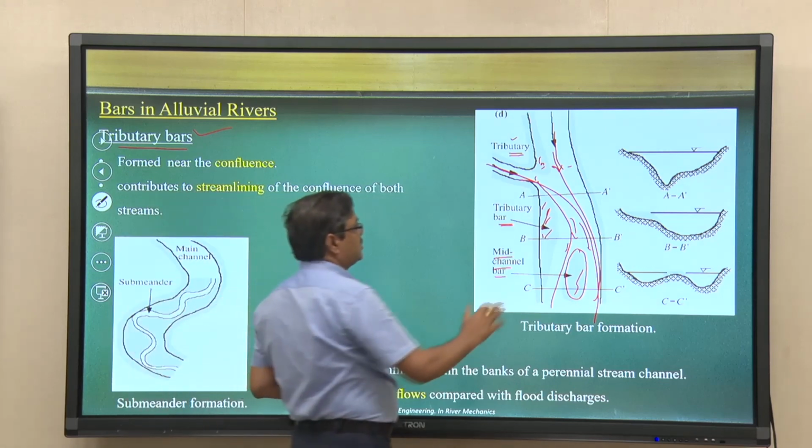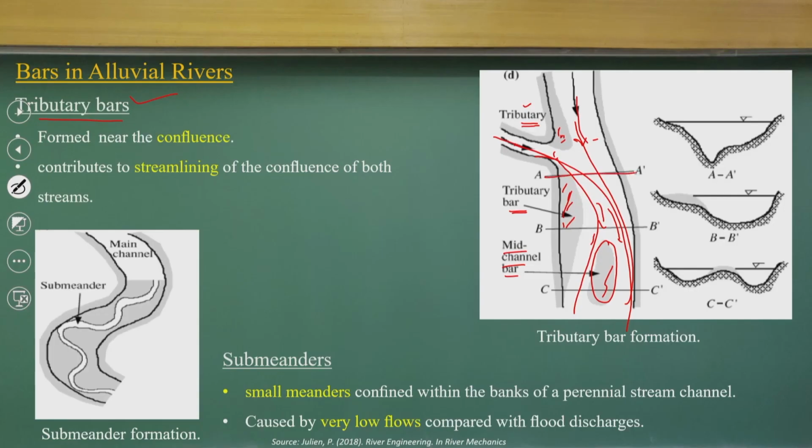If I take cross sections, if you look at A dash, B dash and C dash, the three cross sections. If I look at that, the shape of A is coming like this. Okay. So, there is a thalweg line. At B dash, there is deposition, tributary bar formation. Then at C dash, you can see that mid-channel deposition is happening.